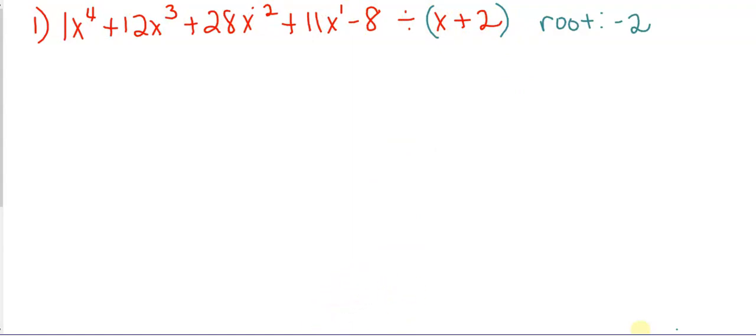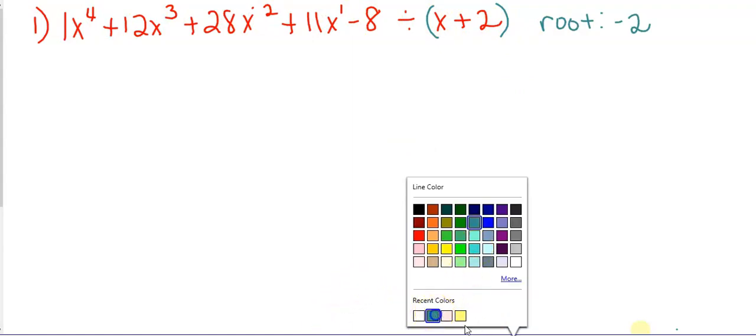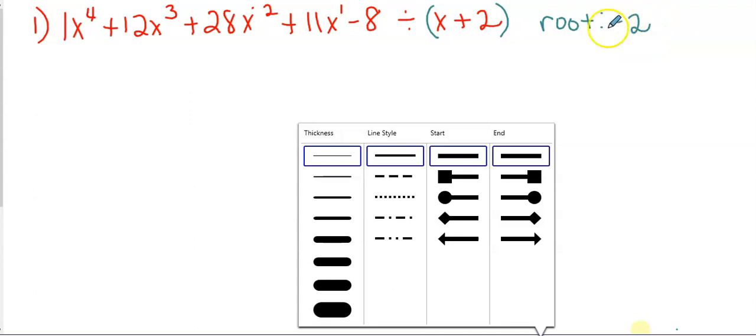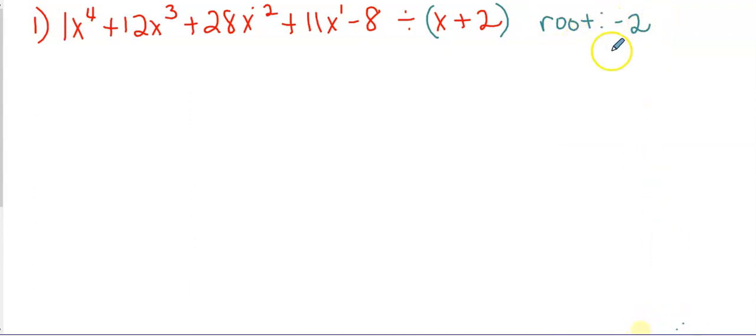What that would mean is that there would be an x-intercept, but the x-intercept would be at negative 2. So the root is at negative 2. So that's the number we're going to use. We're going to use a negative 2 here.